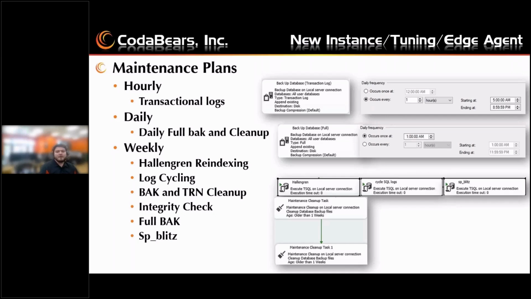The weekly plan should run every Sunday at 1 a.m. This is to ensure that nothing else is running, as this is going to be a longer process, and it allows the maintenance plan to run without interruption. We normally set it up to run Ola Hallengren re-indexing and update statistics. This is a T-SQL execute that utilizes stored procedures on a utilities database that is created.